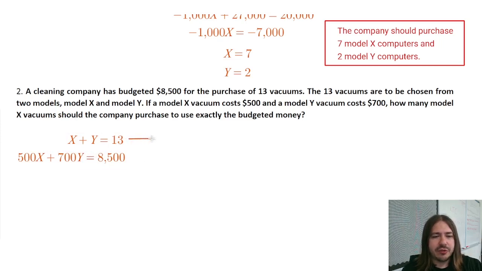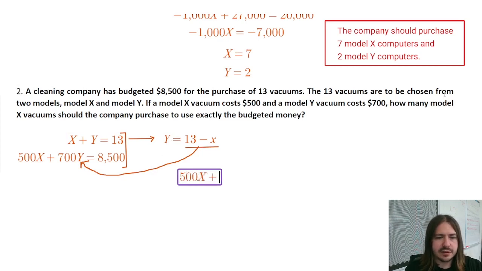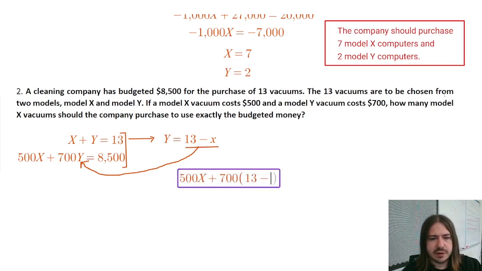So first thing I'm going to do is rewrite this equation. This is the system we're trying to solve. But I'm going to rewrite that first equation so that I can have something to substitute into the second one. I'm going to subtract x from both sides and get y equals 13 minus x. That expression, that 13 minus x, is going to go right here. I'm going to replace that y with 13 minus x. So I get 500x plus 700 times 13 minus x, and that should equal 8,500.